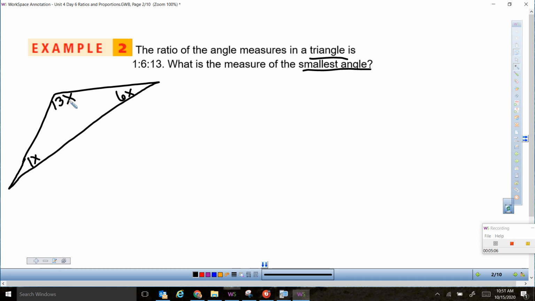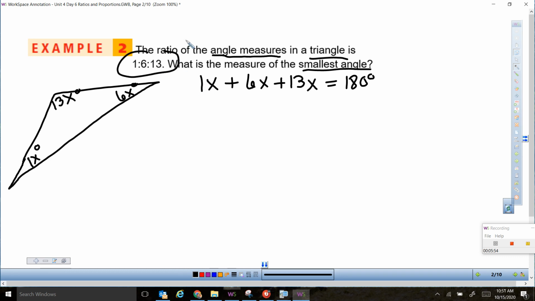Now, we learned last week that if you're talking about angle measure, so technically this would be 1x degrees, 13x degrees, 6x degrees. And if I add all three interior angles inside a triangle, they all three add to how many degrees? 180. So we need to do 1x plus 6x plus 13x equals 180 degrees. Now, technically you don't need to have the 1 in front of the x, but I wanted you to see the 1, the 6, the 13. So, solve this equation for x.